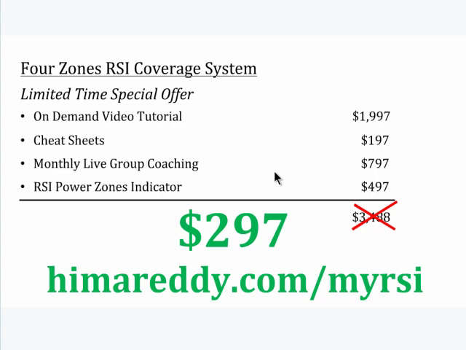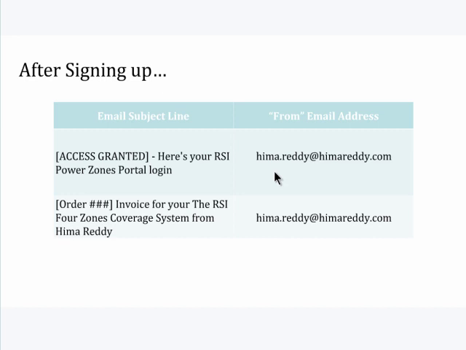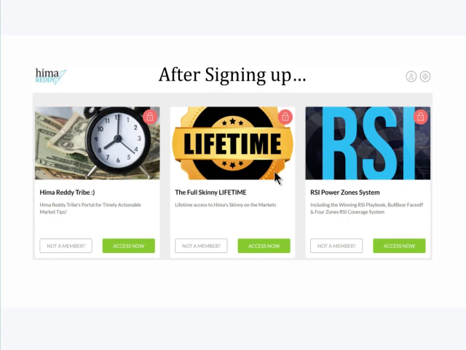So, what happens after you sign up? Well, first you get 2 emails. One of them is your login, and the other is your invoice. The RSI Power Zones portal is not my login for all of my education. You come here, and then you sign in with the details in your login email. Real simple. So you hit access now, type in your username and your password, and you're in.